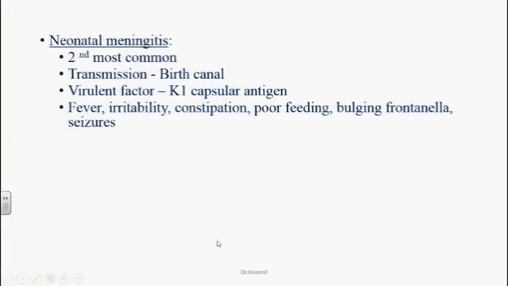And these organisms can cause neonatal meningitis. It is the second most common cause of neonatal meningitis, and the transmission is mainly through the birth canal. And the virulence factor for causing neonatal meningitis is the K1 capsular antigen. And during this condition we can see fever, irritability, constipation, poor feeding, bulging fontanelle, and seizures in the babies.